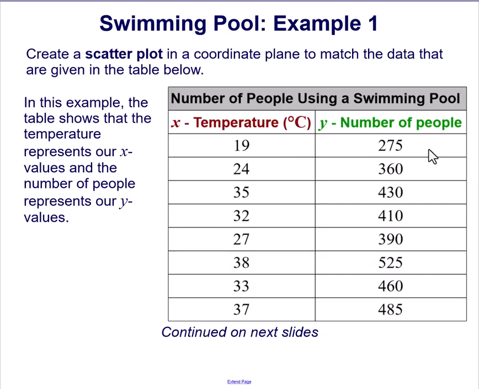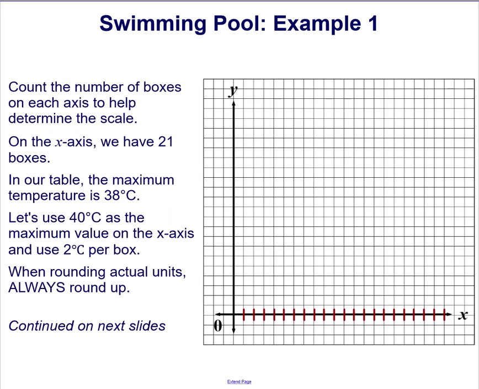The number of people using the pool will be 275. Moving down here, if that day has a temperature reading of 38 degrees Celsius, they can expect to have 525 people using the pool that day. Here's how we're going to set up our coordinate plane.